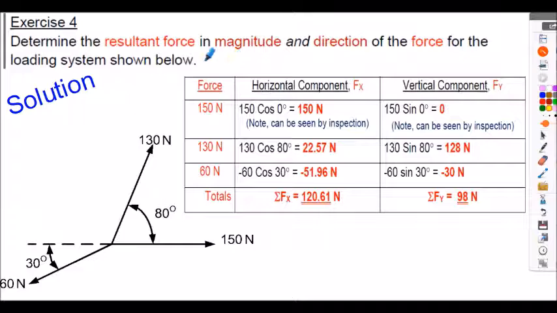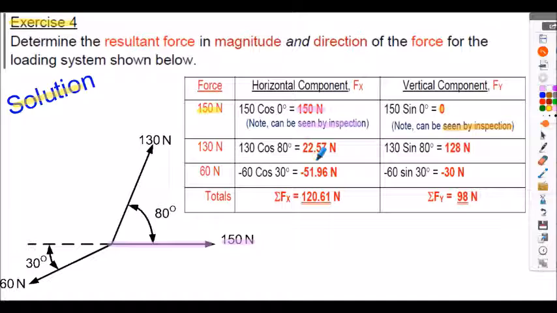Okay, here's exercise 4 as a solution. So for the 150 newton force, shown here on the diagram, we can see it's purely horizontal. So by inspection, the horizontal component Fx is positive 150, and of course it's 0 in the y direction. Those values can be seen by inspection.